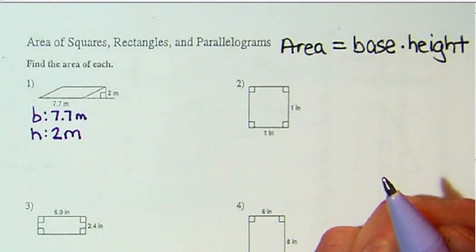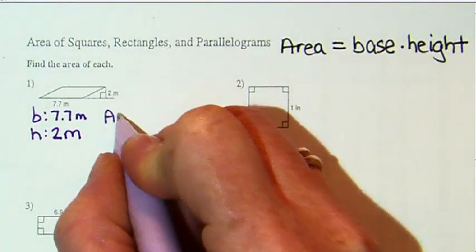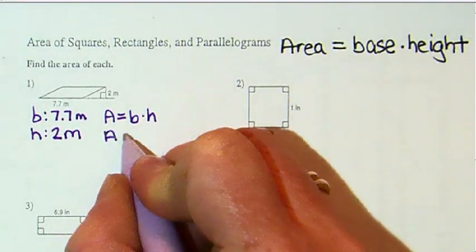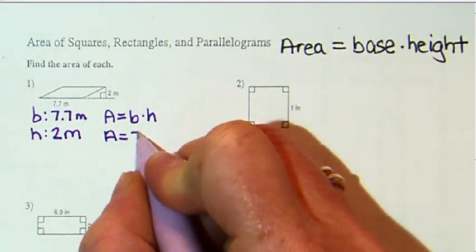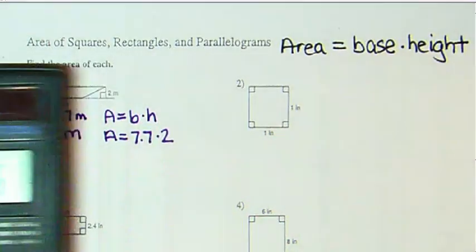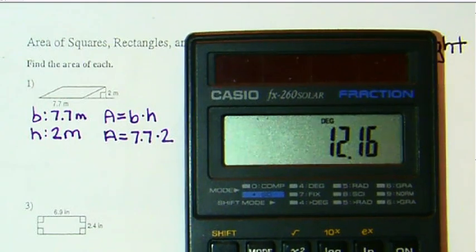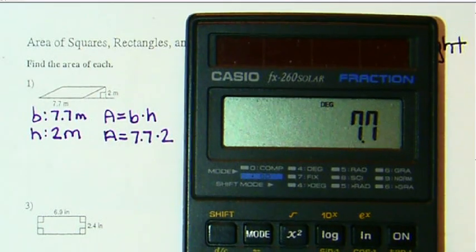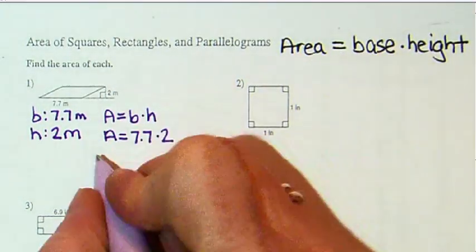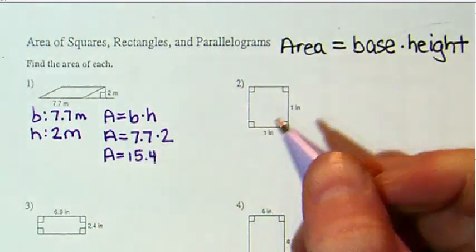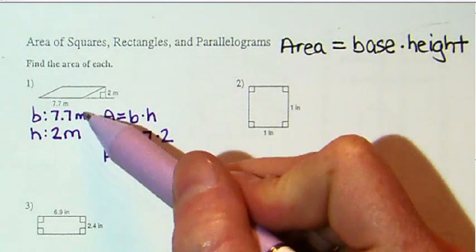All right, this is very easy. Your area will equal base times height. So you're just plugging this into the calculator. Area equals 7.7 times 2. Remember, use your calculator to avoid calculation errors. So we've got 7.7 times 2, and that gives us an area of 15.4. Your area equals 15.4.